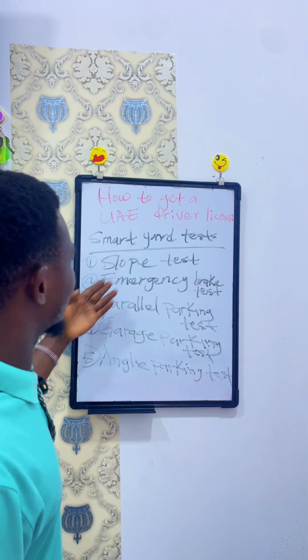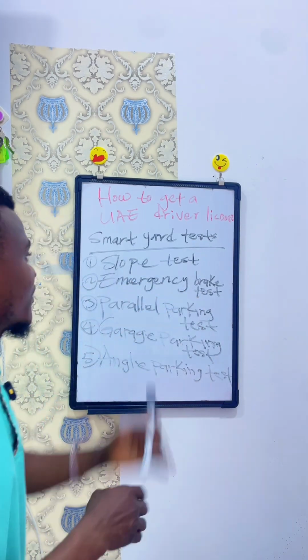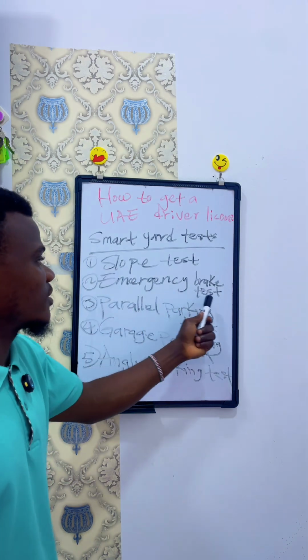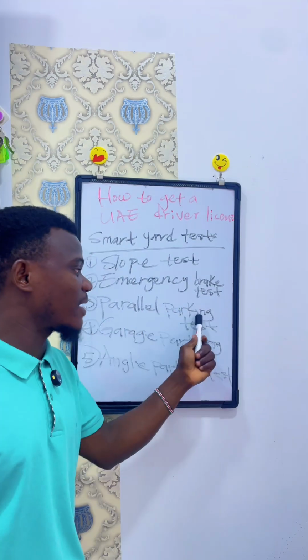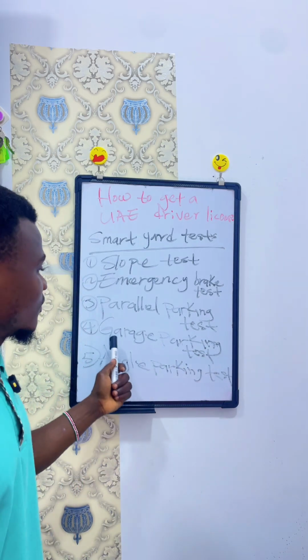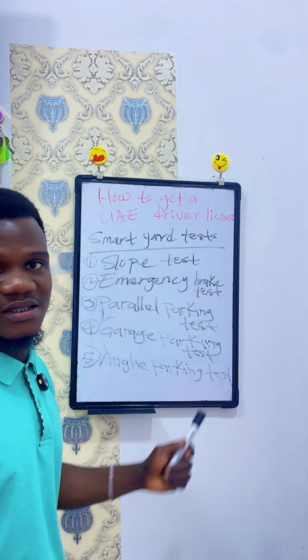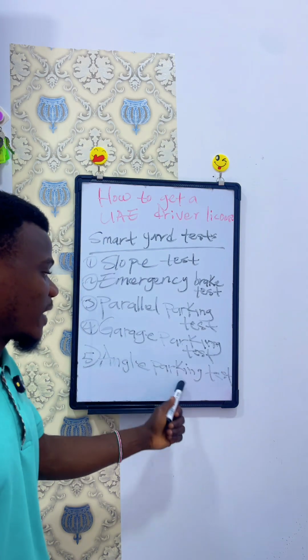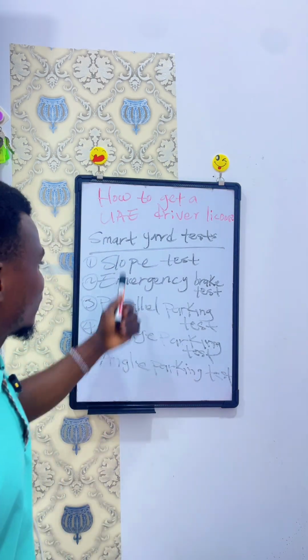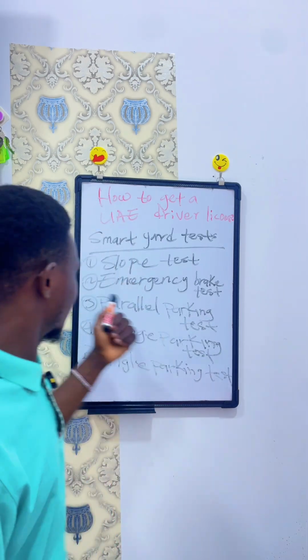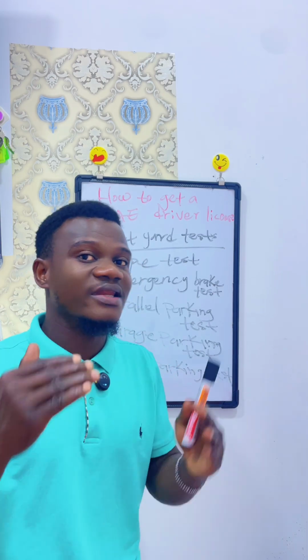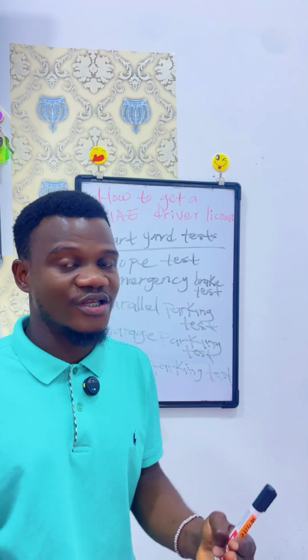So number 1 here we have the slope test. That's the first, slope test. Emergency brake test. We have corridor parking test. We have garage parking test. We have angled parking test. So these 5 tests you see here, you must pass everything before you move to the next level of your driver license journey in the UAE.